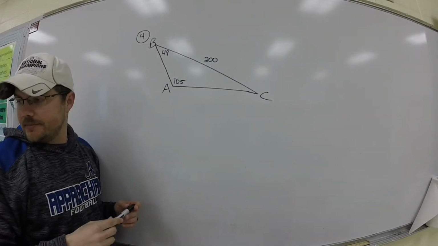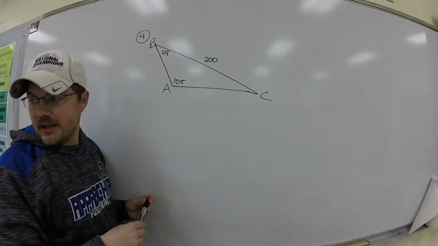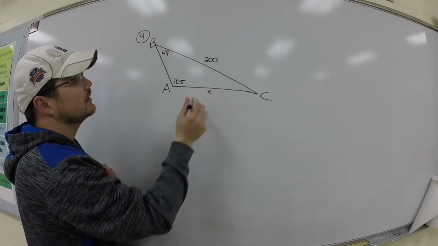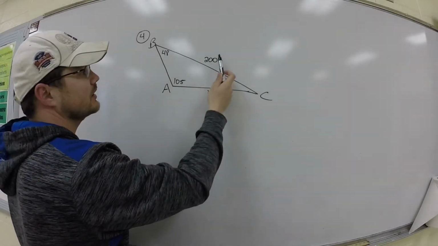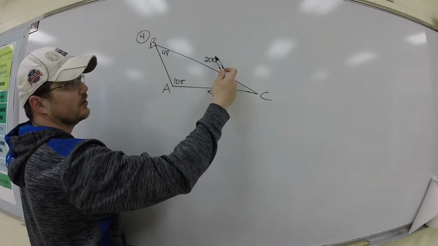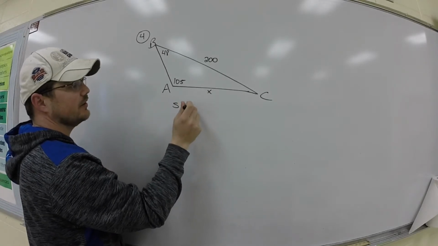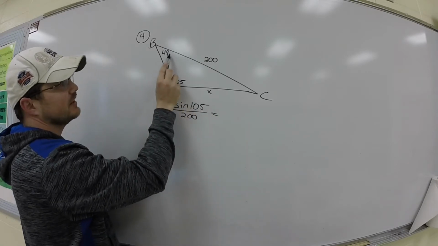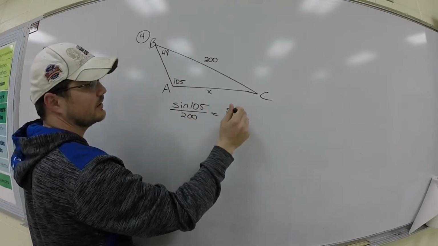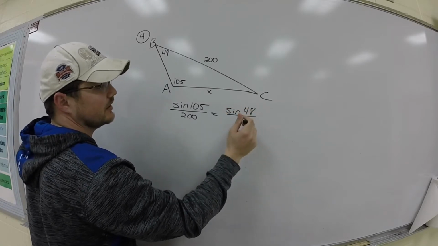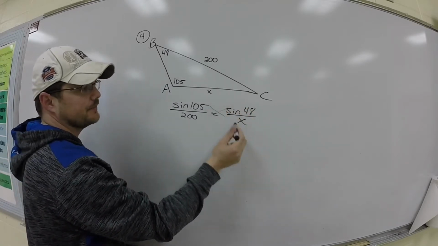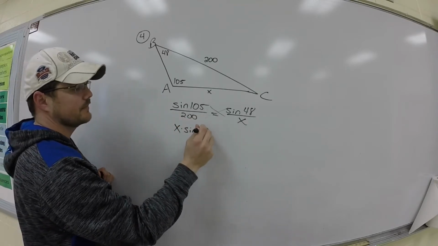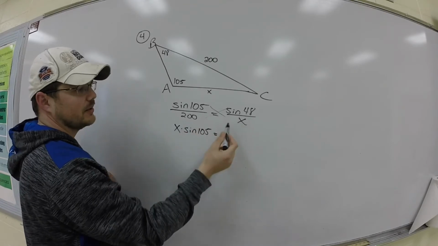Okay, number 4, we have triangle ABC, and it wants us to find AC. Alright, so let's look. We have this angle and the side across from it, so that's where we'll start. Sine of the angle over the side equals sine of this angle over this side, so sine 48 over x. Let's cross multiply it and get x by itself, so x times sine 105 equals 200 times sine 48.